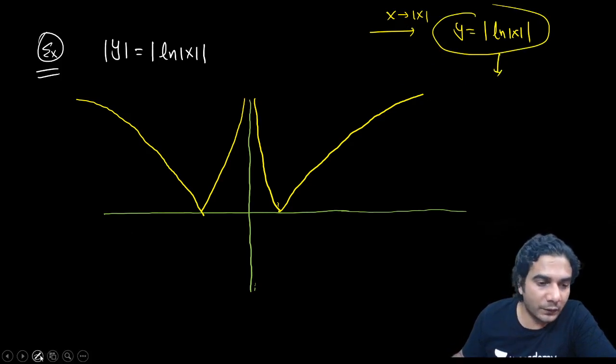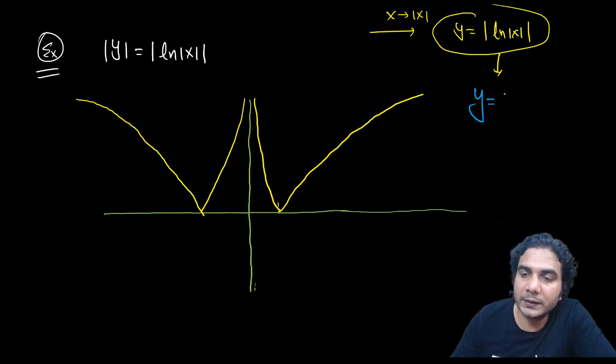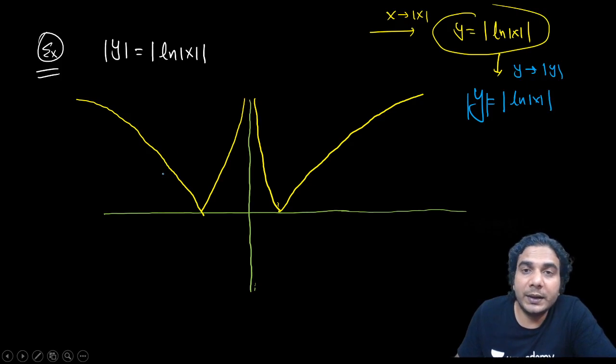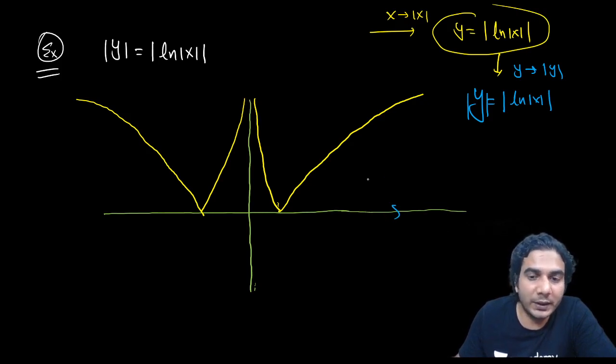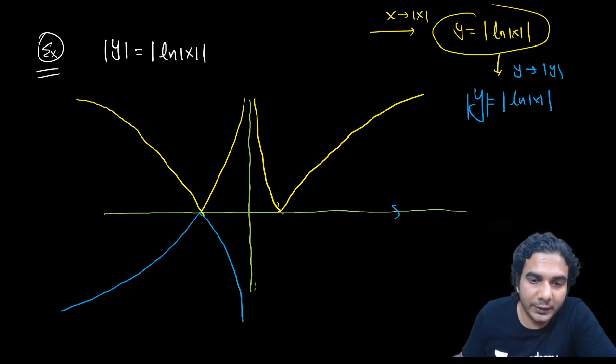Now the next transformation is this. Now we are plotting the graph of mod of y is equal to mod of ln of mod of x. So the final transformation is y is replaced by mod of y. That means you need to take the reflection of this complete graph about the x-axis, and remove that portion of the graph which lies below the x-axis. There's no portion which is below the x-axis. That means just take the reflection. So this portion, its reflection is this. Now its reflection.